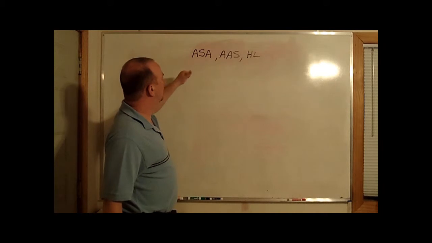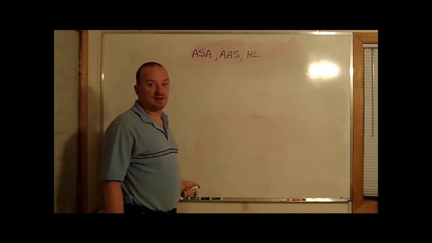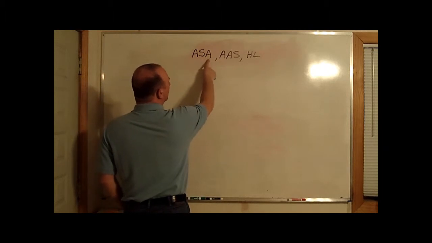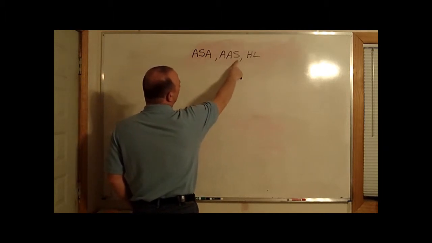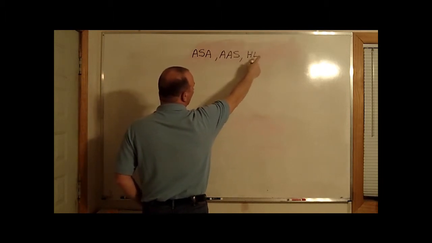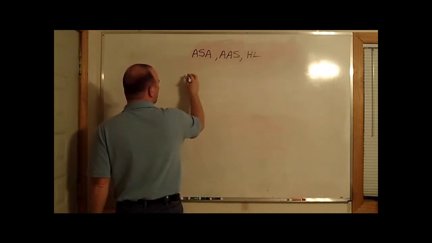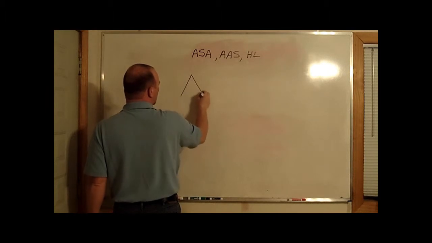We're going to go over three different types of triangle congruencies: angle, side, angle; angle, angle, side; and hypotenuse, leg. So if you had two triangles like this, let me just draw them.